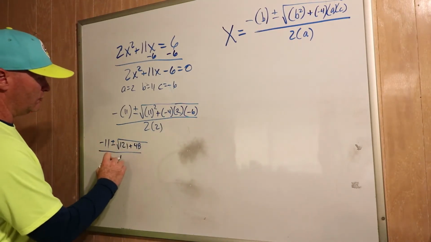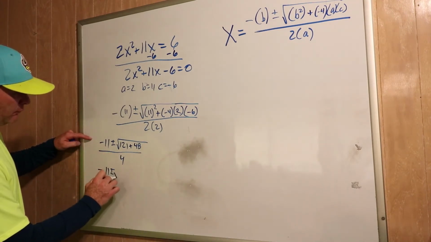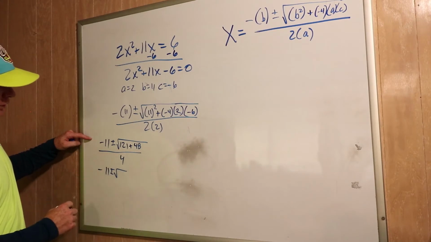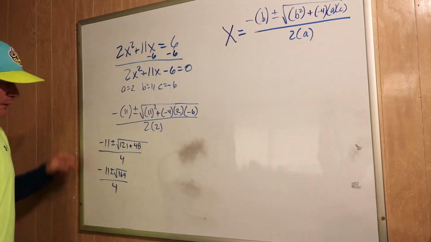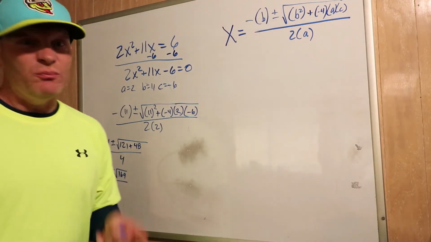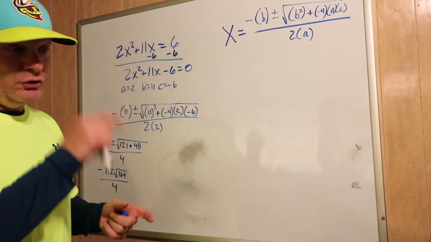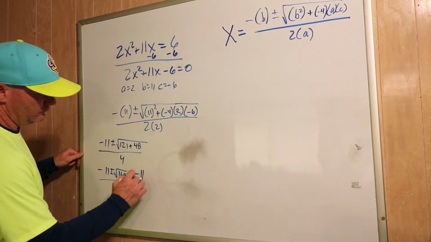Divided by 2 times 2 is 4. Let's see, so negative 11 plus or minus the square root of 121 plus 48 is 169. And then maybe you know what the square root of 169 is. My guess is most of you don't. So use your calculator if you have to. But the square root of 169 is 13.